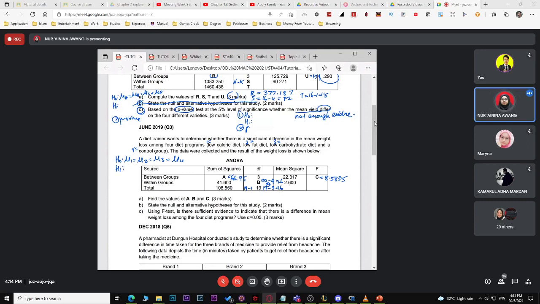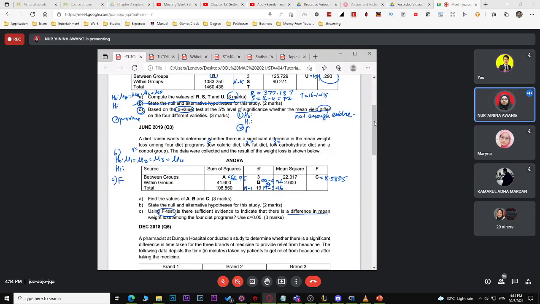So the next one C, using F test. The question already mentioned the method, so you must follow. Is there sufficient evidence to indicate that there is a difference in mean weight loss among the 4 diet program? So the question asks about difference. Since the question asks you to use F test, for B we just write the hypothesis.